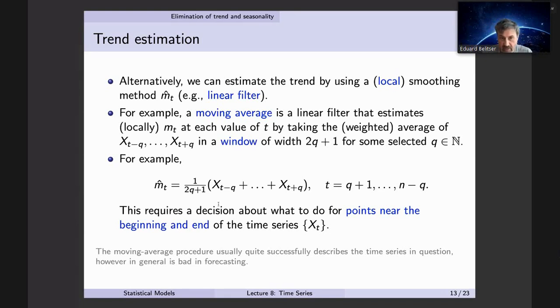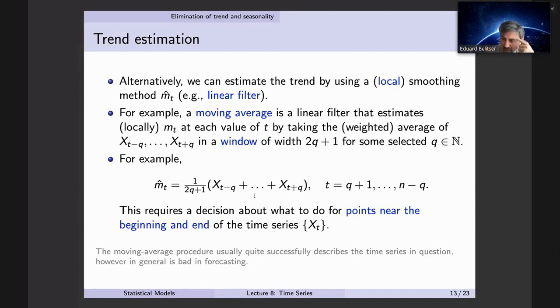Let's just take x_{t-q}, and so on, up to xt here in the middle. We take minus q, plus q time span, and we average over that, and that would be our estimate. And then we move it. If t changes, then of course this window will be moving to the left and to the right.